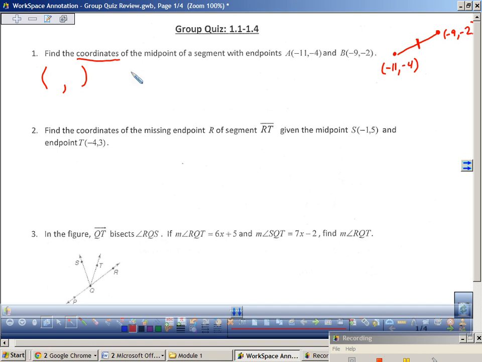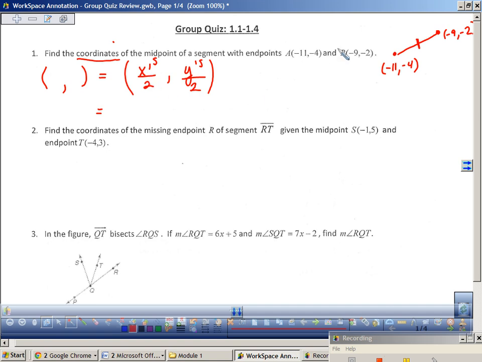The middle. So how would I find the middle of the x's? I'd find the average of the two, right? The average is add up the x's and divide by 2. Add up the y's and divide by 2.